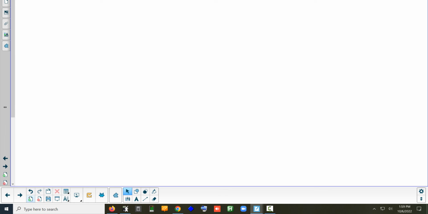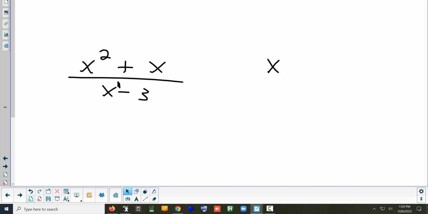Now, the more, how can I say it? The further apart the degrees in the top and the bottom, the more complicated it's going to be to draw. So like, if you had something like this, not bad. The degree in the top is a 2, the degree in the bottom is a 1. That's a difference of how much? Just 1. Okay, so that's pretty straightforward.